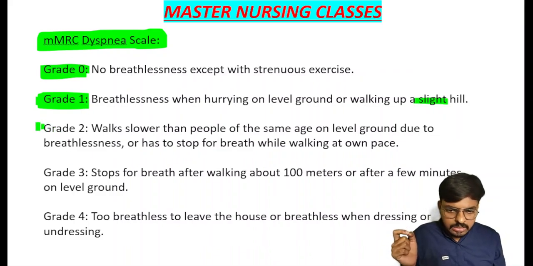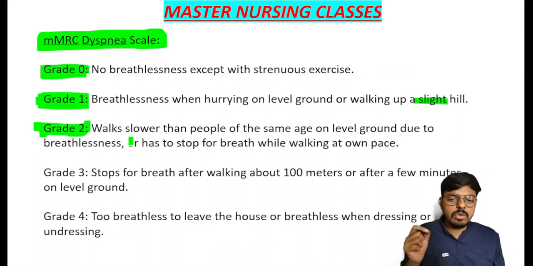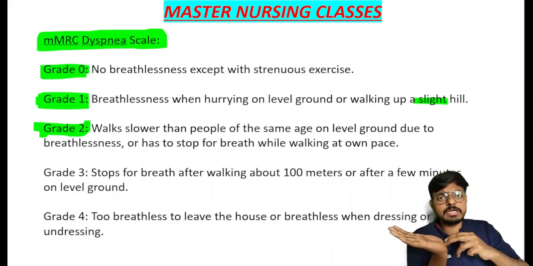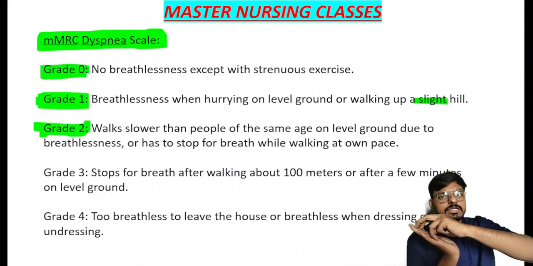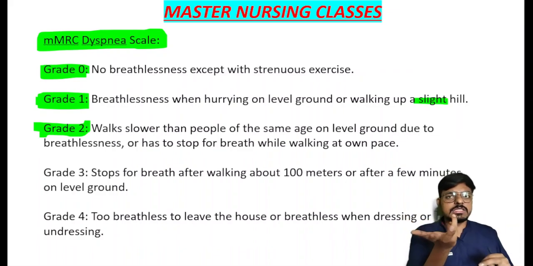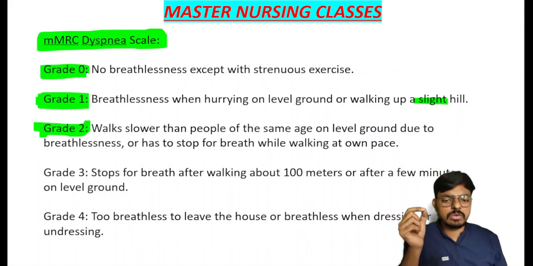Then comes grade 2. Very importantly, the patient walks slower than people of the same age. A person of 18 would walk fast without any breathlessness, but this person walks slowly because of breathlessness. So this is grade 2: walks slower than people of the same age on level ground due to breathlessness.